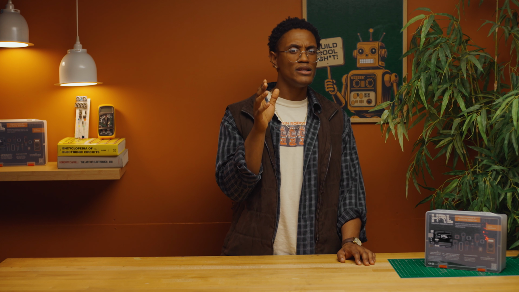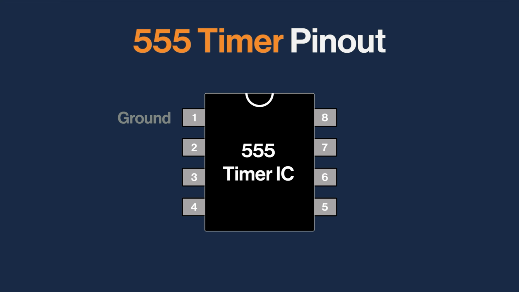Before we use it, let's understand its 8 pins. Pin 1 is ground. Pin 2 is the trigger, which starts the timing cycle. And when pin 2 goes high, the 555 timer produces an output. Pin 3 is the output, and that goes high or low. Pin 4 is the reset, which is optional and it just resets the chip.